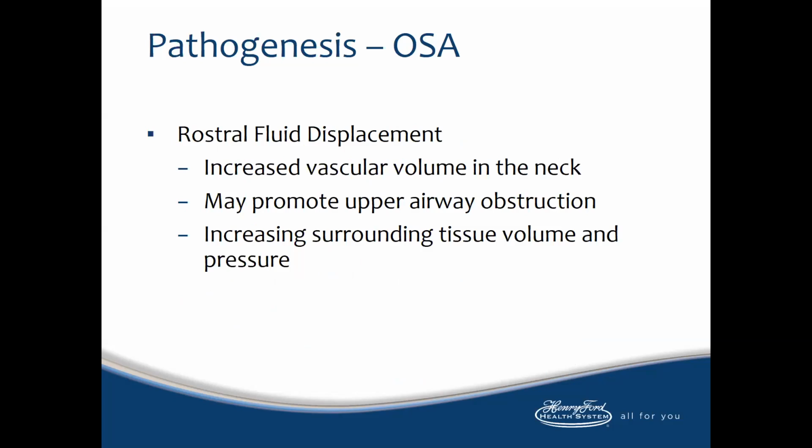So in terms of the rostral fluid displacement, this just relates to increased vascular volume in the neck. This can promote upper airway obstruction. It just causes that surrounding tissue volume to be larger, and there's not much space in that bony box for anything to go, so it's going to push on what's most collapsible.